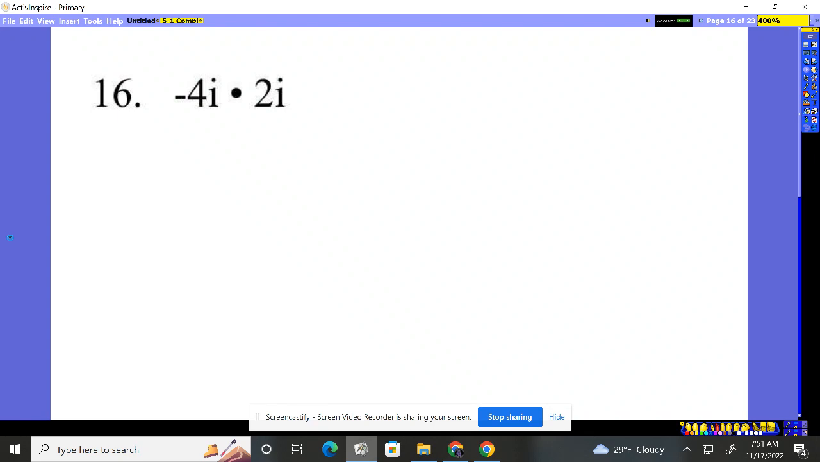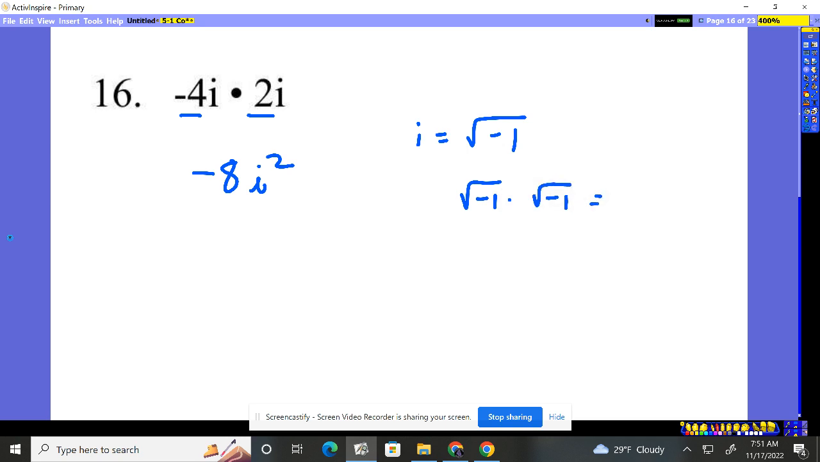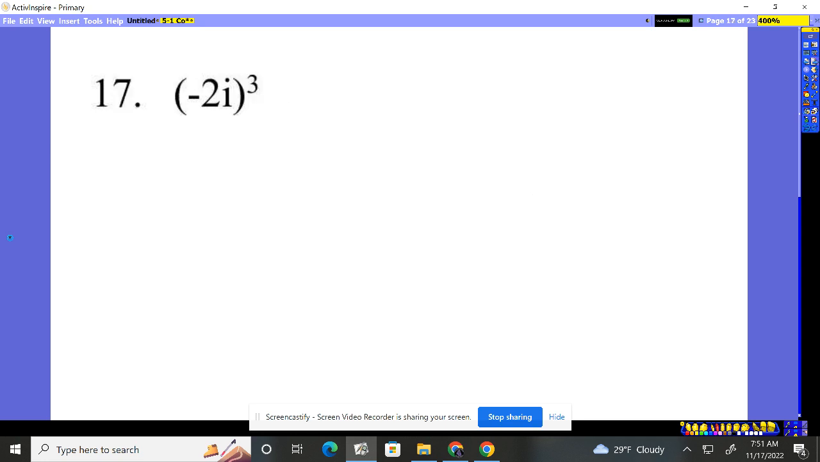Number 16, we just want to multiply these two imaginary numbers. Well, it's easy enough. -4 times 2, -8. I times I will be an I squared. But what is I squared? Remember, I is simply the square root of -1. So if I have the square root of -1 times the square root of -1, that just gives me -1. So this is worth -1. Now, what is -8 times a -1? +8.